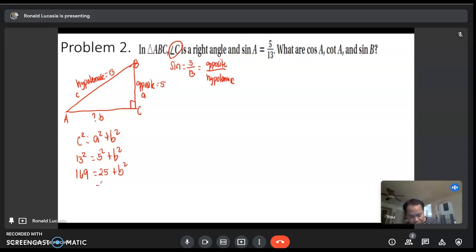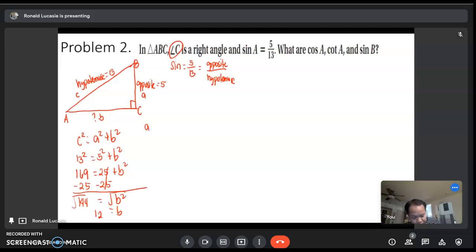So let us solve for B. Subtract both sides by 25. That will give us 169 minus 25, which is 144. Take the square root of both sides, so the value of our B is 12. So we now have A as 5, B as 12, and our C is 13.